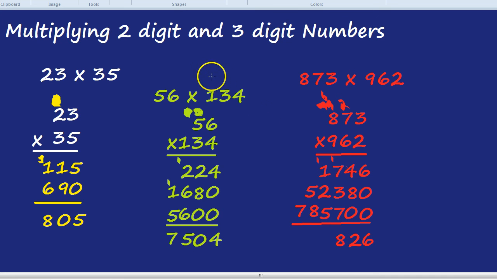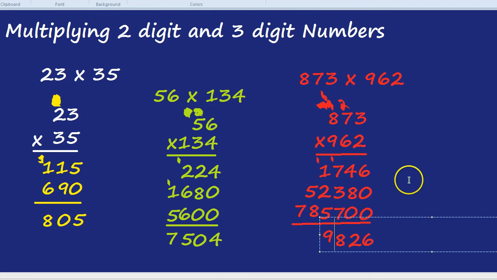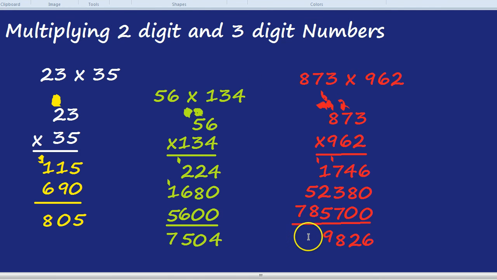1 plus 5 plus 2 is 9. 8 plus 5 is 13. Put the 3 down here, the 1 above the next column, and at last 7 plus 1 is 8. So our answer would be 839,826. Now you know the secret to multiplying any two numbers.